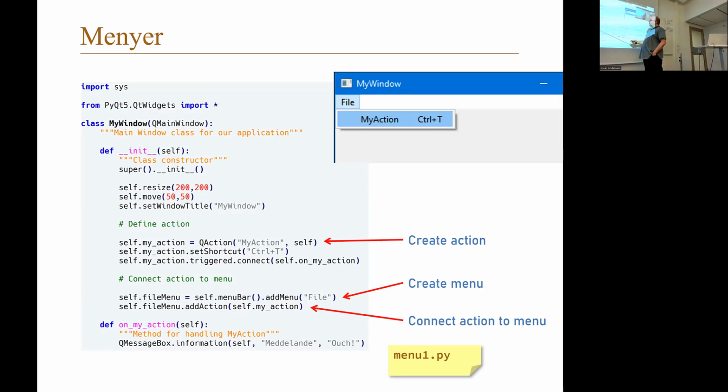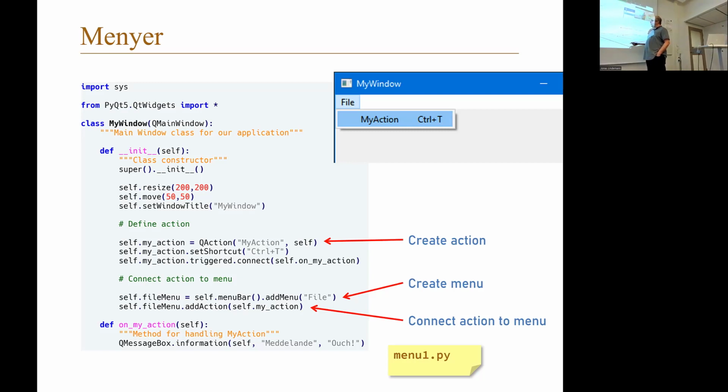So the first thing we do is create actions here. I have my action here. I attach the action to my own instance. I can set a shortcut here, Control T. And then there's a signal on the action called triggered. So if the action is triggered, you connect that to your own method here. So it's basically like connecting to clicked, but an action is triggered instead of clicked.